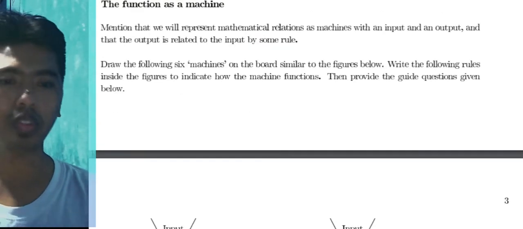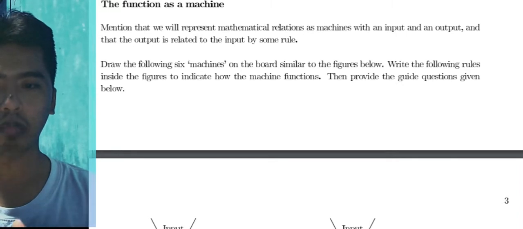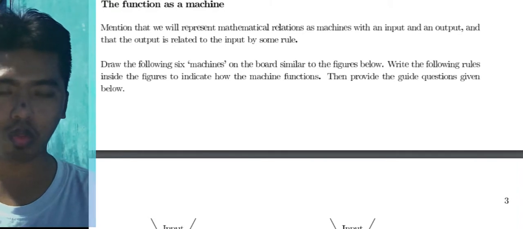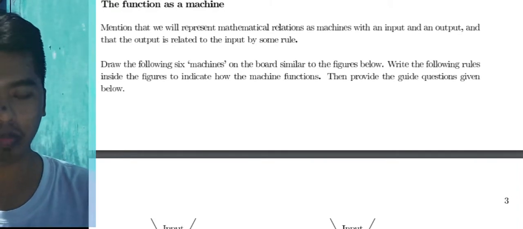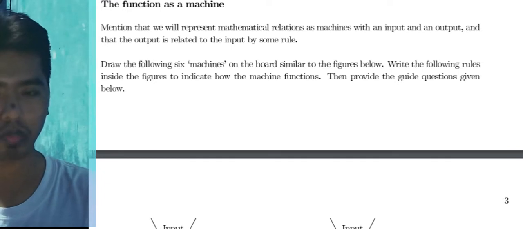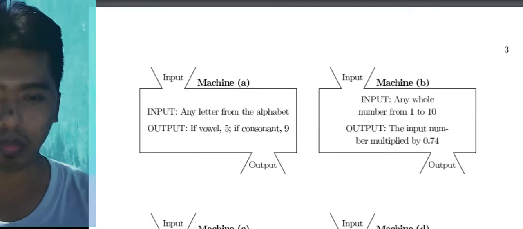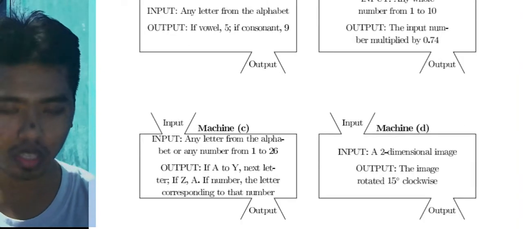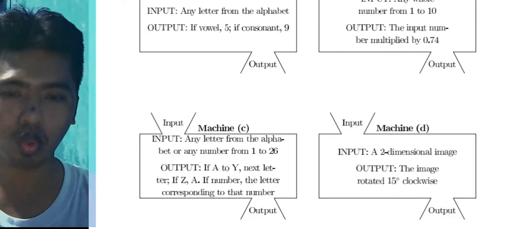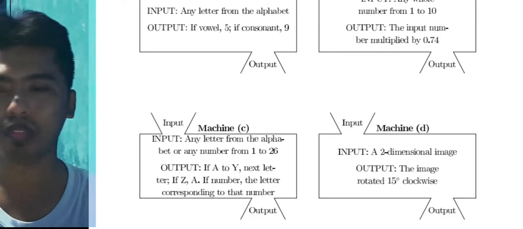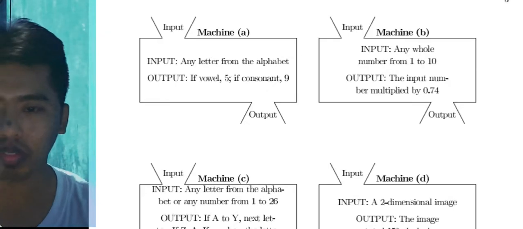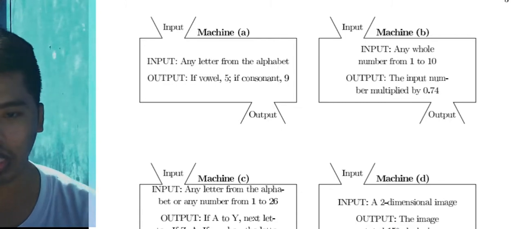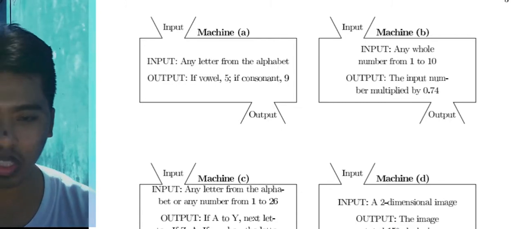Now, if we try to think of a certain machine, so we are putting something in the machine and that would be your input, and then the outcome of what you've done in that machine, and that would be your output. Let's try to check these machines, which are functions or are not functions. So for machine A, we have input any letter from the alphabet. The output, if vowel, then that would become 5. If consonant, that would be 9.